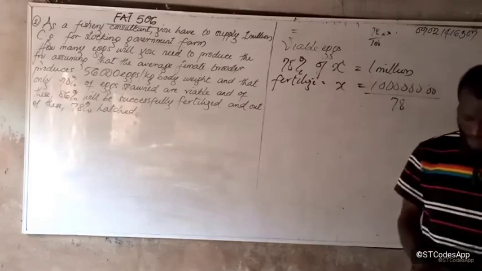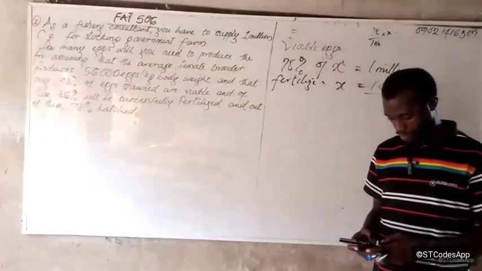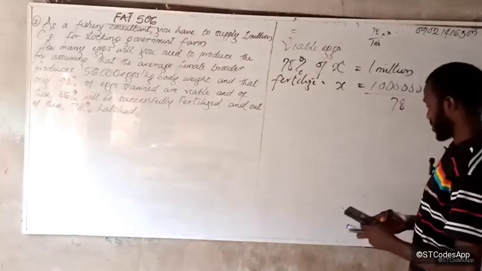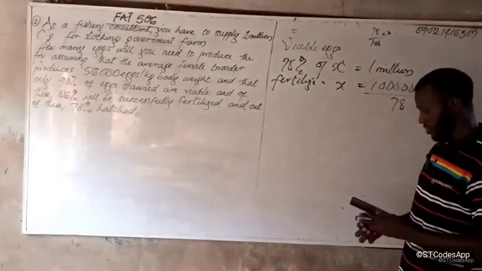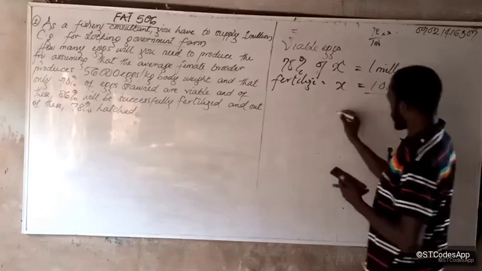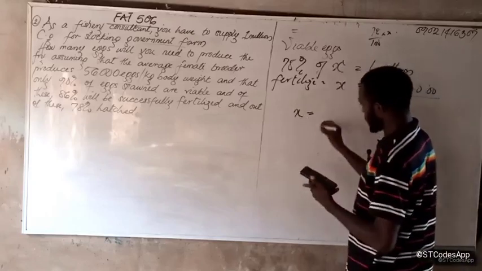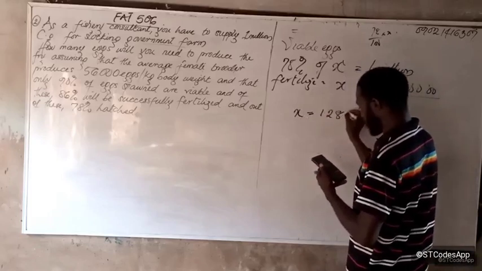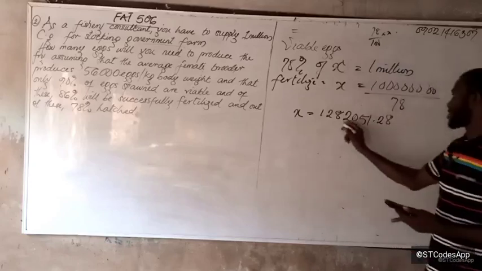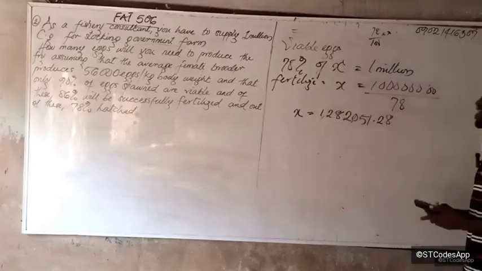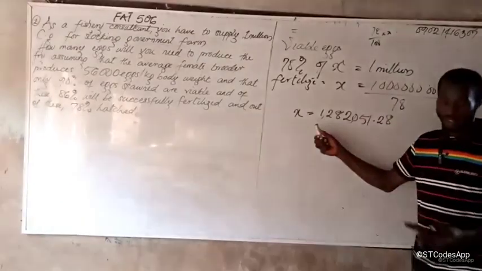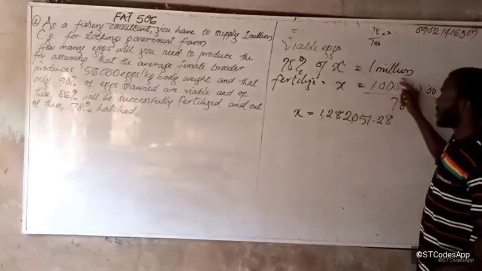So that will be 100 times 1,123 divided by 78. So that will give us X, which is the number of fertilized eggs, will be 128,205.1282. So this is the amount of eggs that were fertilized. So 78% produced 1 million out of this.